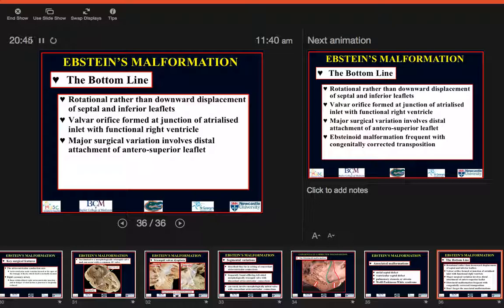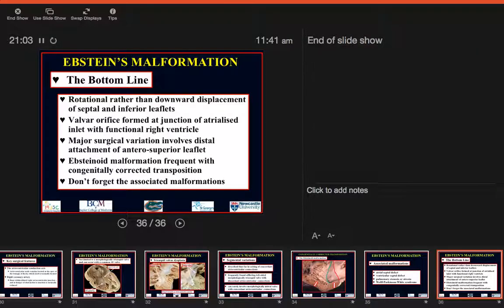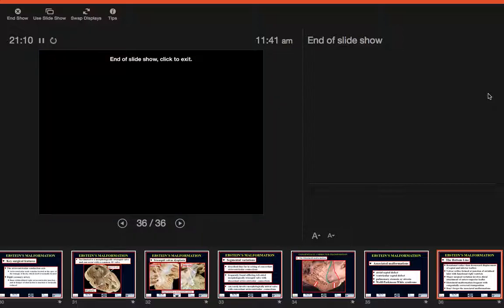Major surgical variation involves the distal attachment to the anterosuperior leaflet, although, as I recall, we don't have a particular heart to show you that variation. Most of them, in fact, have focal attachment of the superior leaflet, but this afternoon we'll look at congenitally corrected transposition, and when we talk about the associated malformations, that is particularly pertinent to the abnormal rhythms. So I'll now move over and we'll demonstrate the anatomy using the television camera.